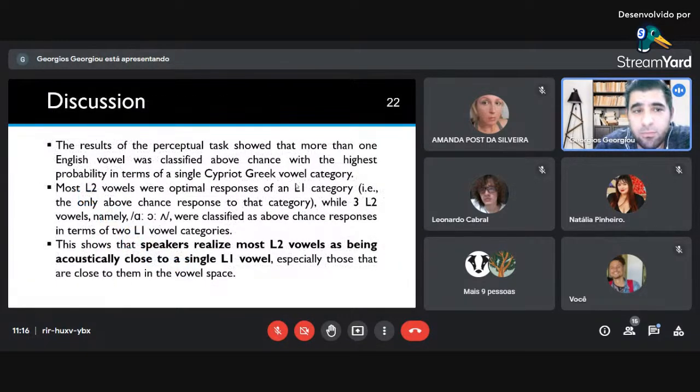And the discussion: the results of the perceptual tasks showed that more than one English vowel was classified above chance with the highest probability in terms of a single Cypriot Greek vowel category. And most L2 vowels were optimal responses of an L1 category. That is, they were the only above chance response to that category, while 3 vowels were classified as above chance responses in terms of 2 L1 vowel categories.